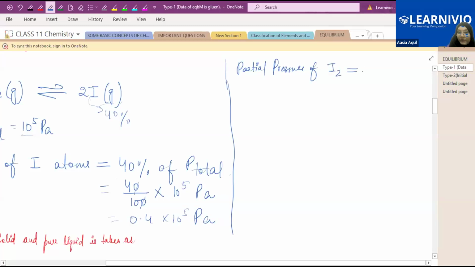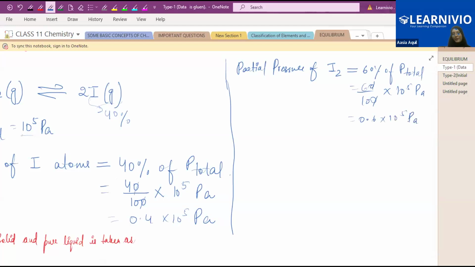So it will be 60% of your P total. It means 60 upon 100 multiplied by P total, which is 10 raised to the power 5 Pascal. So the zeros cancel, and it will become 0.6 into 10 raised to the power 5 Pascal. Now we have the partial pressure of iodine molecules as well as the partial pressure of iodine atoms.